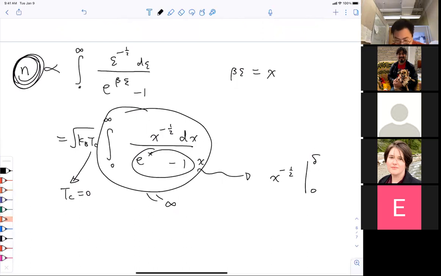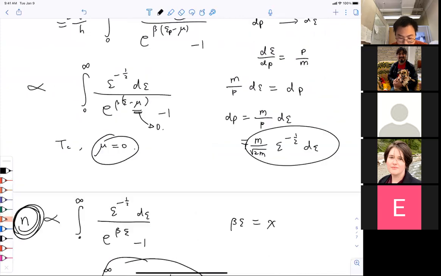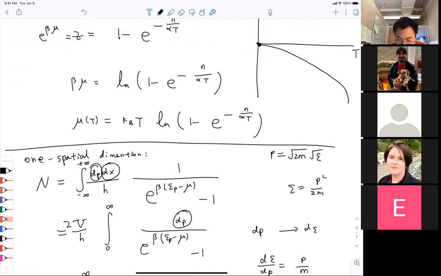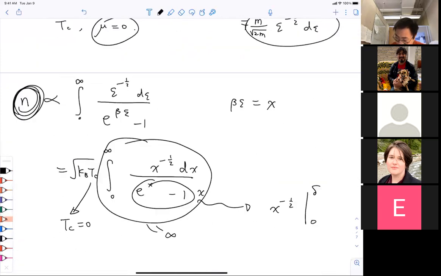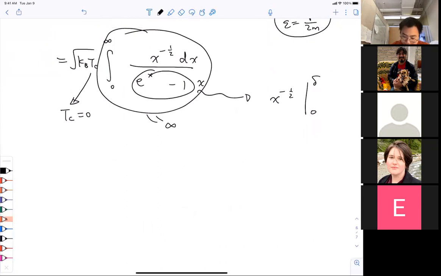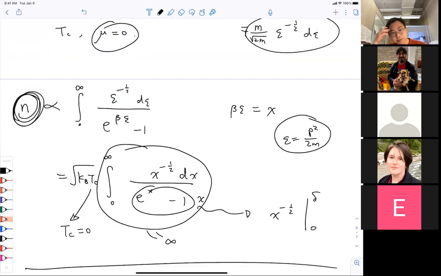That's basically the argument. So in both two dimensions and one dimension, there's no BEC for this quadratic spectrum. Is it clear so far?